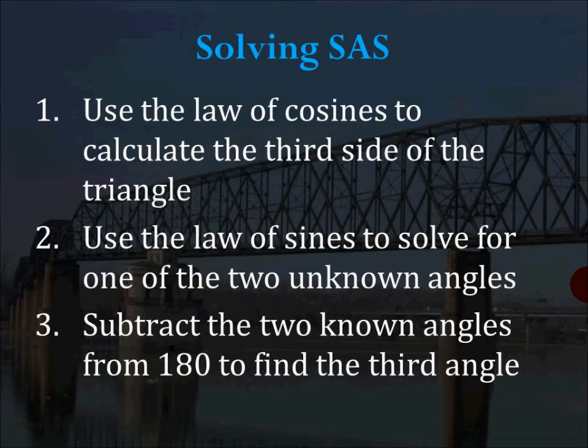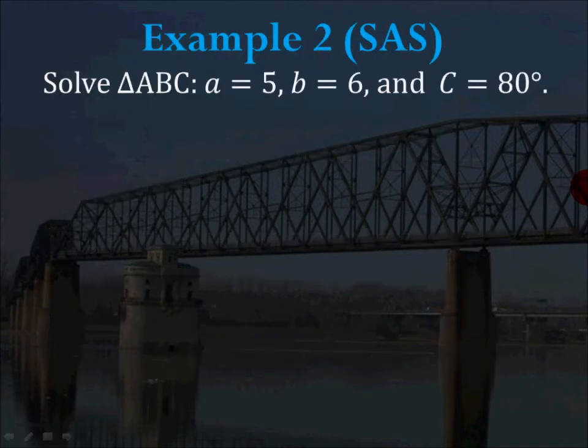Alright, I'm going to give you a problem, exercise 2. I want to see if you can do all 3 of these things by yourself. The approach is very similar to what we do with SSS. You have all the information you need. So go ahead and try to solve this one. You have side A is 5, side B is 6, and angle C is 80. This is an included angle because it's in between sides A and B. So try to do this one yourself using the strategy I had on the previous slide.